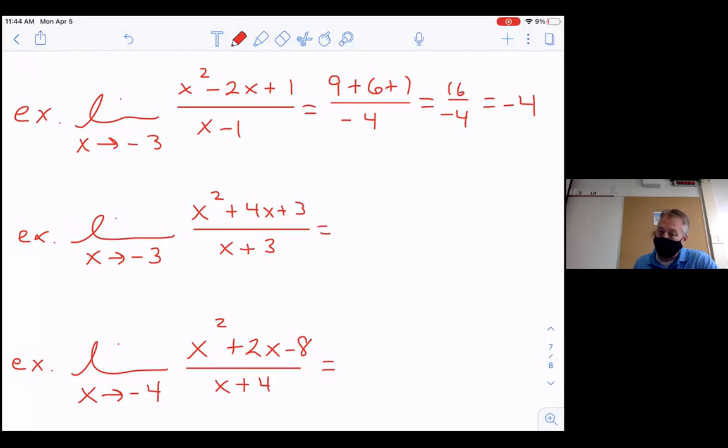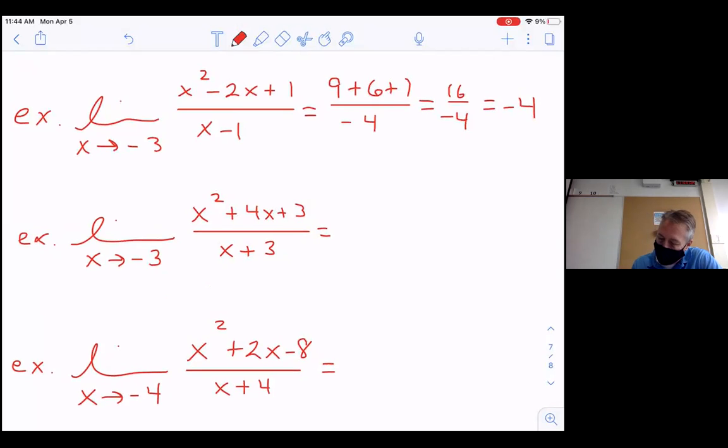The problem for the second one is we can't do a direct substitution because we get 0 in the denominator. So unfortunately, we can't do that. But what we can do then is try and factor. And in this case, the top factors into x plus 3 times x plus 1, and the bottom factors into x plus 3.